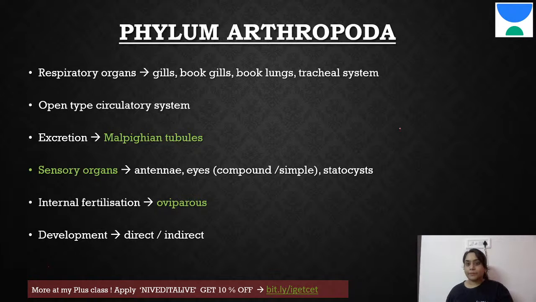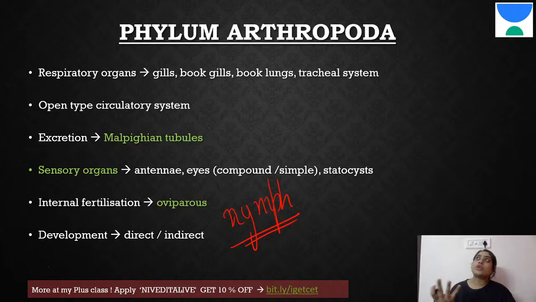Statocysts are for balancing. These aquatic organisms require to balance themselves, therefore statocysts are there. Fertilization is internal and it is oviparous. That means it lays eggs. Development, in some cases it's direct, only the young one is formed. In some cases a larval form or a nymph form. Nymph formation can also occur. A nymph actually resembles the adult form a lot, but it is not sexually developed, nor does it have wings most of the time.